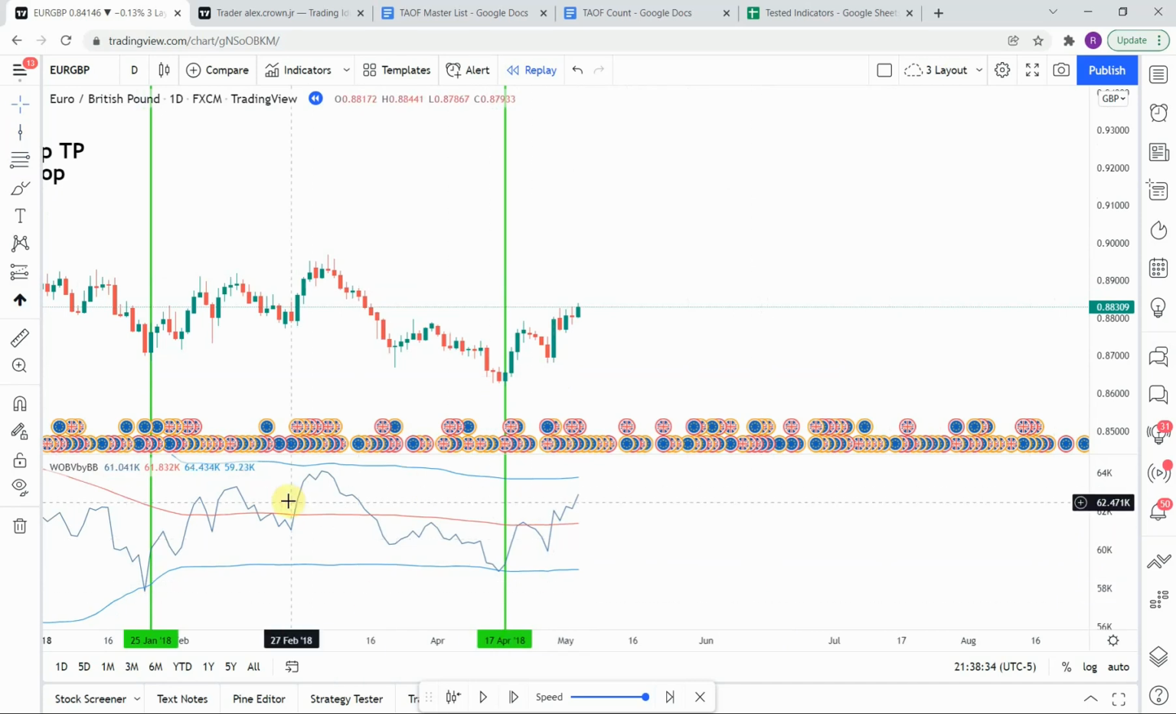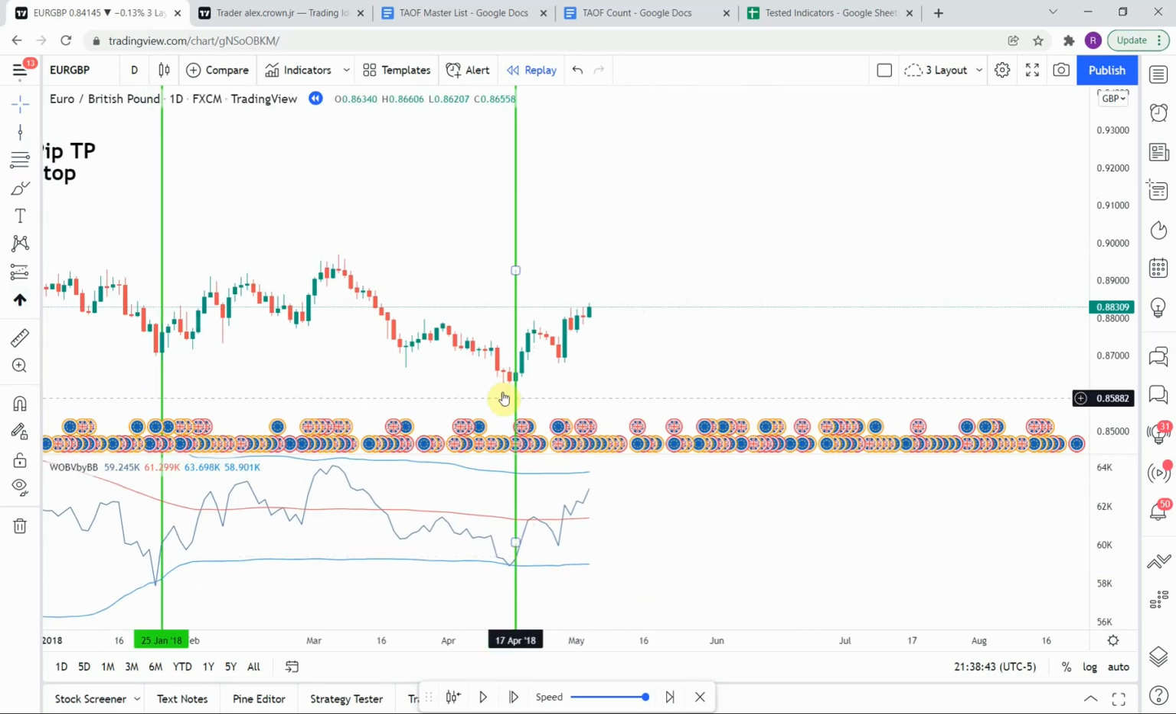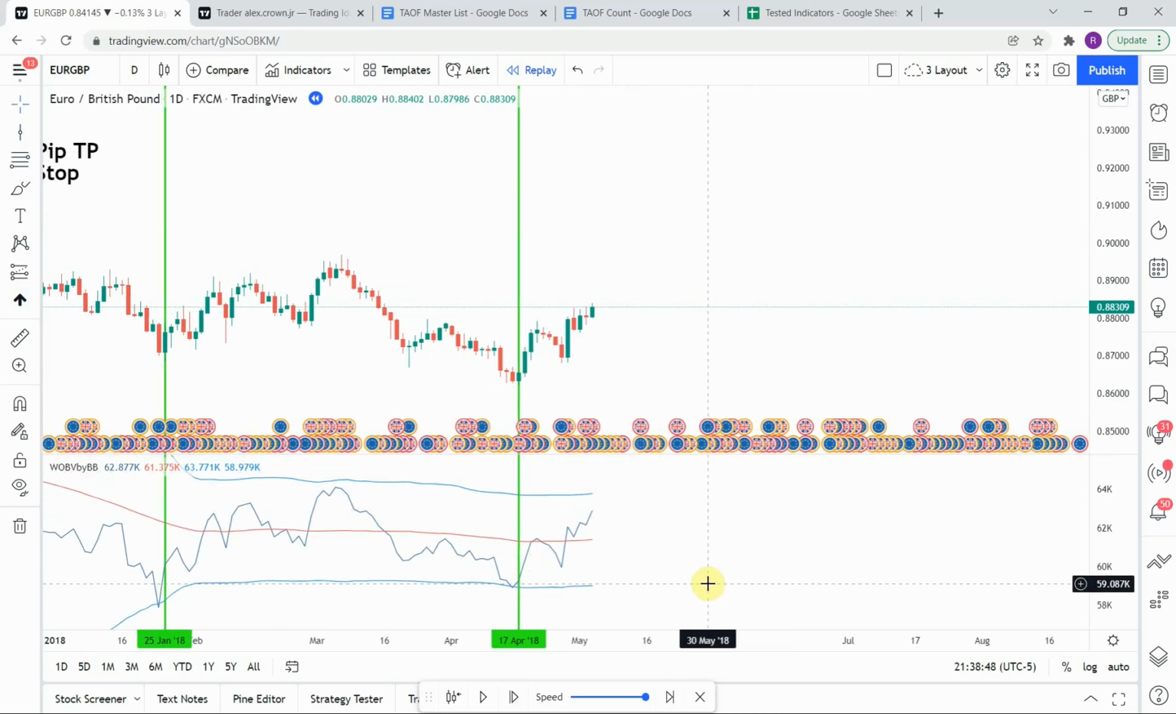All right, so the next signal that we picked up here was another long signal, same kind of deal. Oscillating line breaks down below, crosses back up almost immediately, and we get that really nice push to the upside, getting us to take profit once again. Let's go ahead and continue.